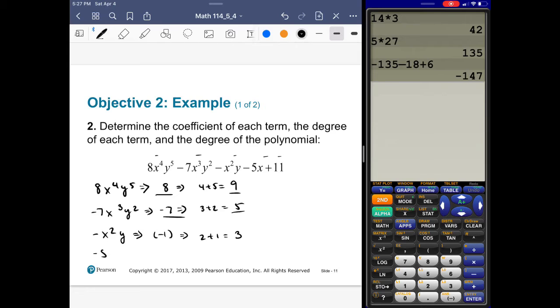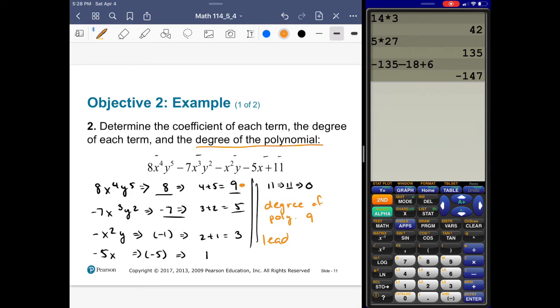The second to last term is -5x. That means our coefficient is -5, and our degree is 1. And finally, we have 11, which is our coefficient, and since it has no variables, our degree is 0. Now we need to find the degree of the polynomial. Which one's the biggest one? It would be this one. So the degree of the polynomial is 9, and the leading coefficient, because of this, is 8.